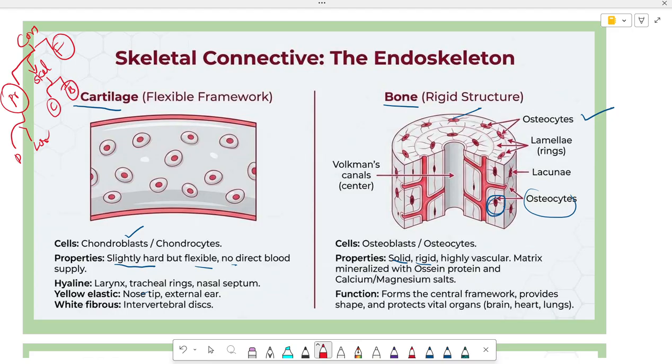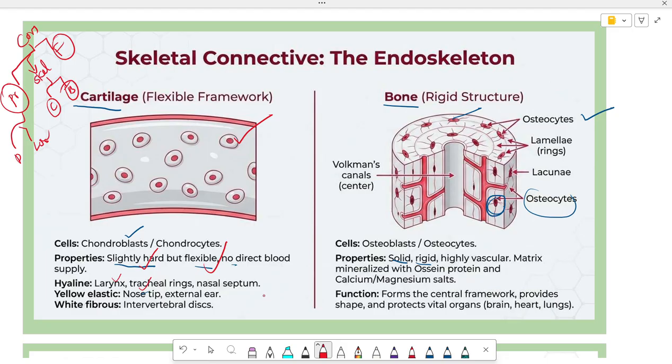Cartilage is a tissue made up of cells called chondrocytes, chondroblast cells. The properties: they are slightly hard in nature, flexible in nature, and vascular tissue is absent, which means blood vessels are absent. Generally it is present in the pharynx, trachea, nasal septum, tip of the nose, ear pinna, and in between the vertebral column. These are the types of tissues.